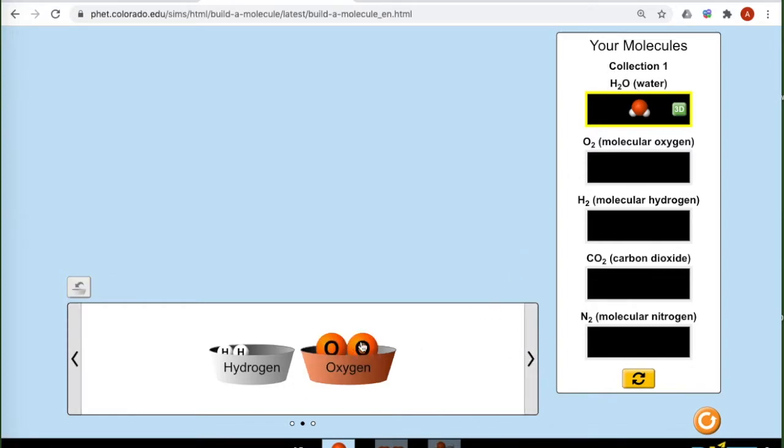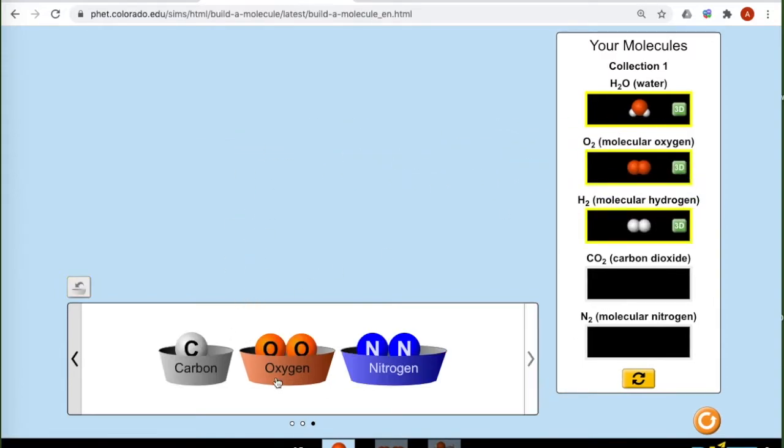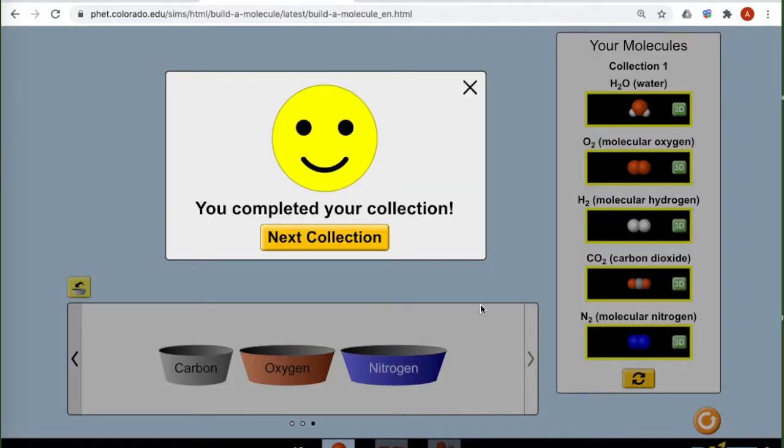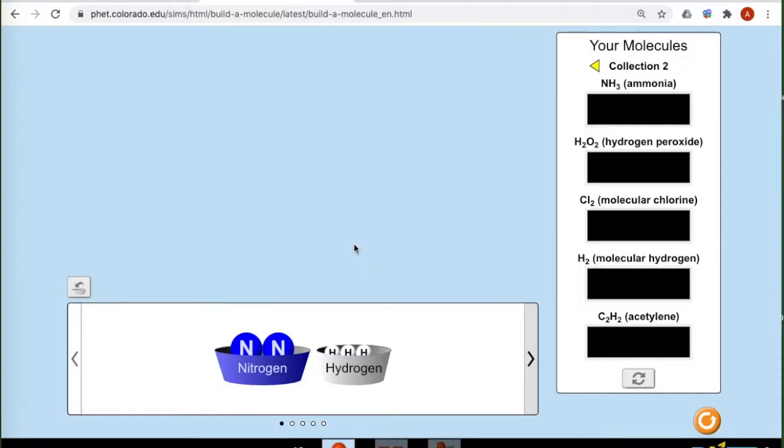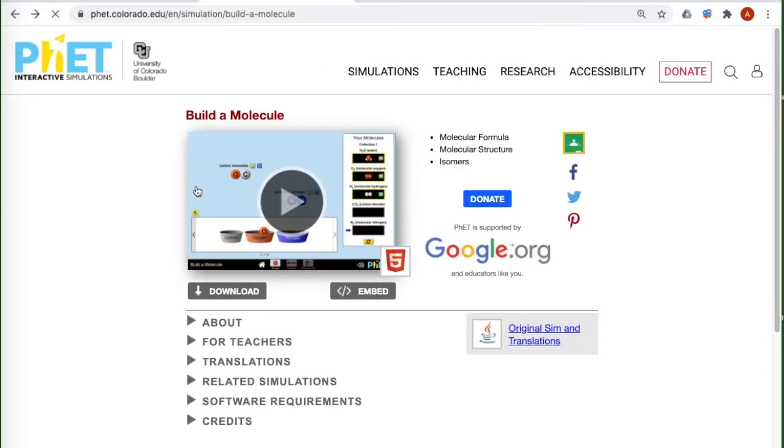Okay, our next collection would be an oxygen and a hydrogen. Carbon dioxide is CO2. And a nitrogen is an N2 molecule. So you can play around with this just to get the idea of how molecules fit together. That's a decent one to use.